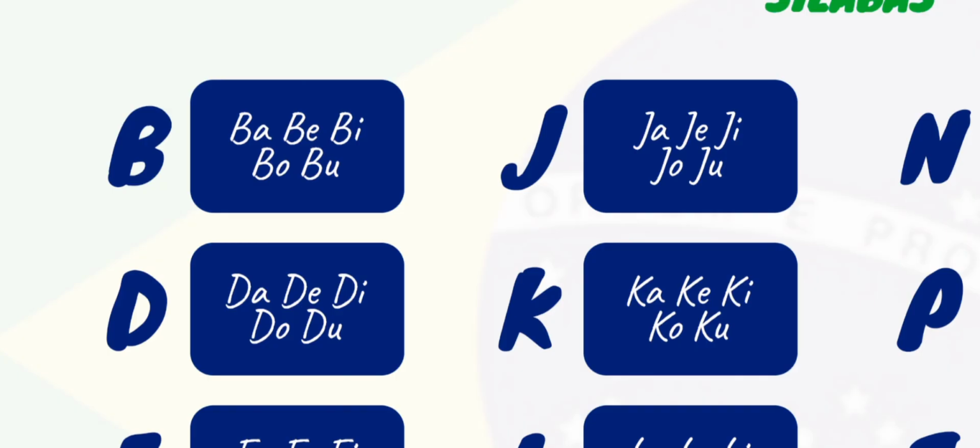So we have B, and with B we have the syllables ba, be, bi, bo, bu. Remember that most of the time in Portuguese we have the open sounds, but sometimes we can find the closed sounds. But train with the open sounds, because most of the time they will be open. So ba, be, bi, bo, bu. If you want to train with the closed sounds, you can also do it.